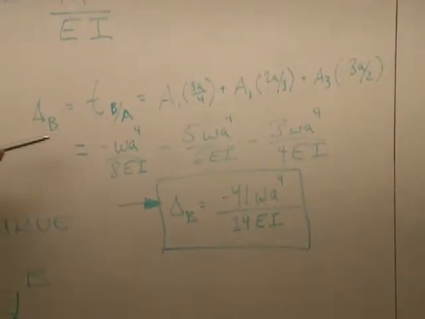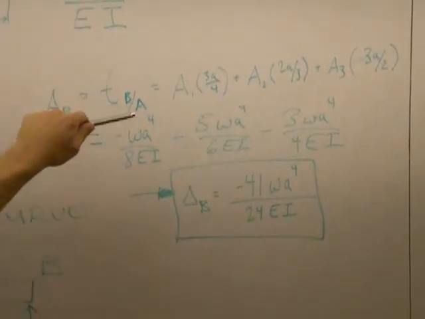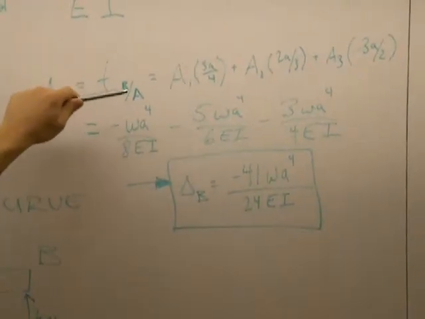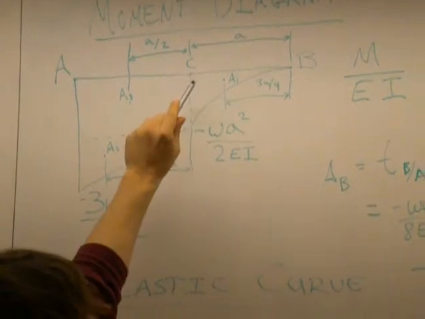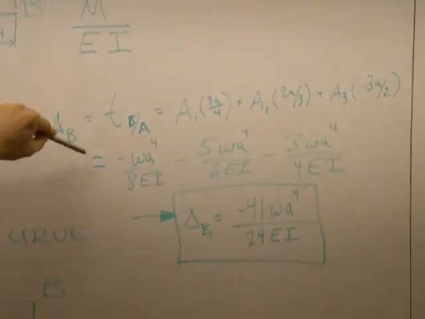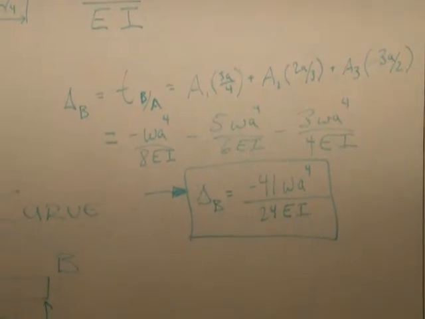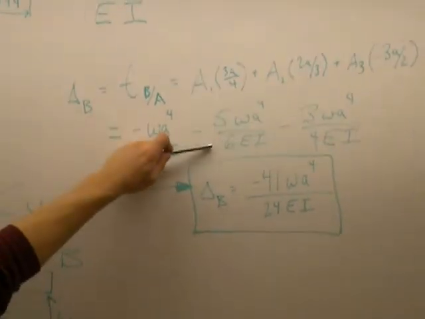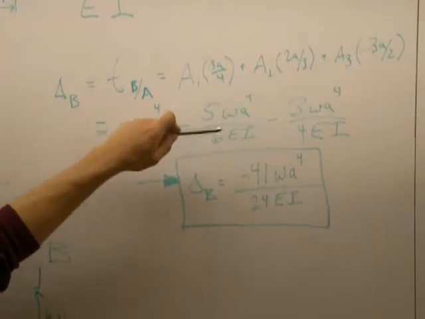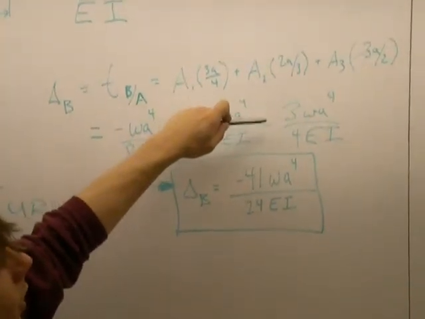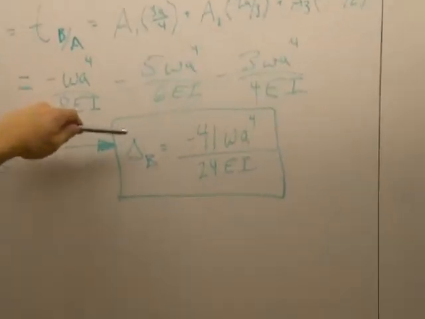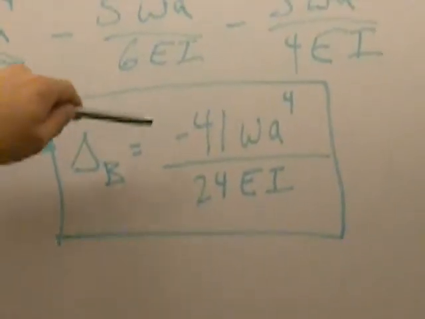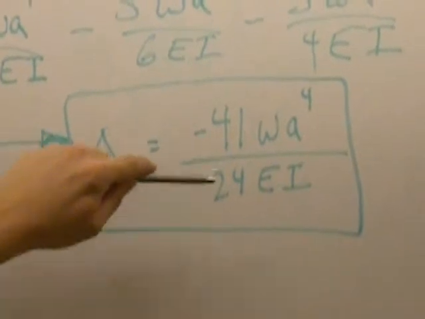Next, we find the displacement at B, which is equal to t B/A, which is equal to the areas multiplied by the centroid, which is shown here and also shown in the moment diagram. We get it to be equal to negative wa to the 4th over 8EI minus 5 over 6 wa to the 4th over EI minus wa to the 4th over 4EI. When you add all those together, you get the displacement at B to equal negative 41 wa to the 4th over 24EI.